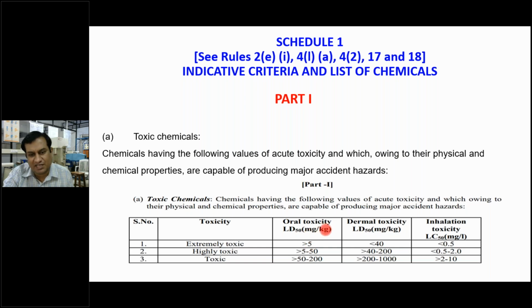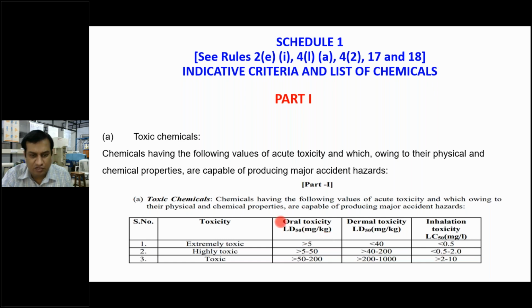If your body weight is 50 kg, then you have to multiply this 5 into 50. So 5 into 50, that is 250 mg per 50 kg is the oral toxicity for that particular chemical. It means there are 50% chances of your death when you are consuming 250 milligrams of that particular toxic chemical in your body. If your body weight is 100 kg, then that may change to 100 into 5, that is 500 mg.